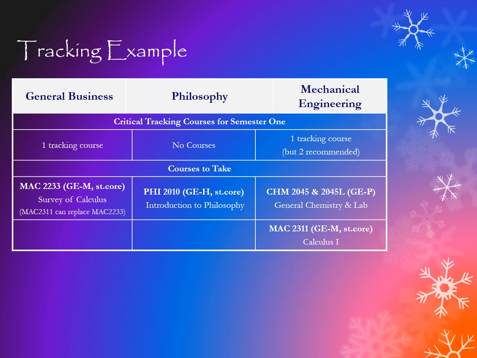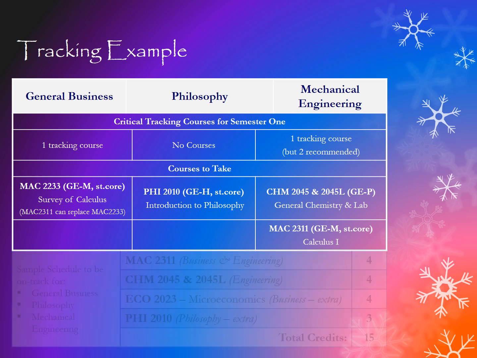Now, if we're looking at other tracking courses, mechanical engineering talks about recommending 2. So Chem 1 and Lab would probably come into play here. And even though there are no required tracking courses for philosophy, I'm throwing in Intro to Philosophy just because, hey, it probably is a good idea for the student to explore the major a little bit. We've talked about in the slide before the value of making sure the student is exploring the content of the major in addition to making sure they're on track. This is a perfect example of that in this option.